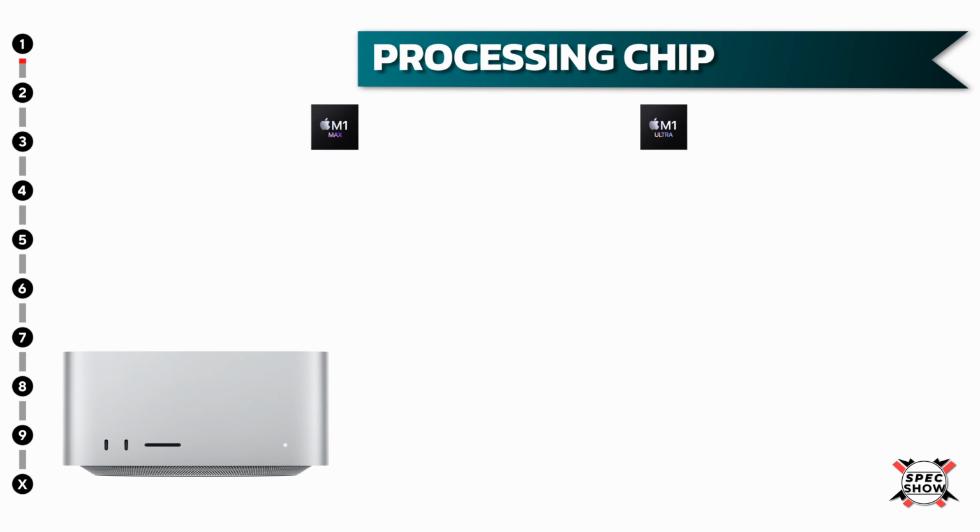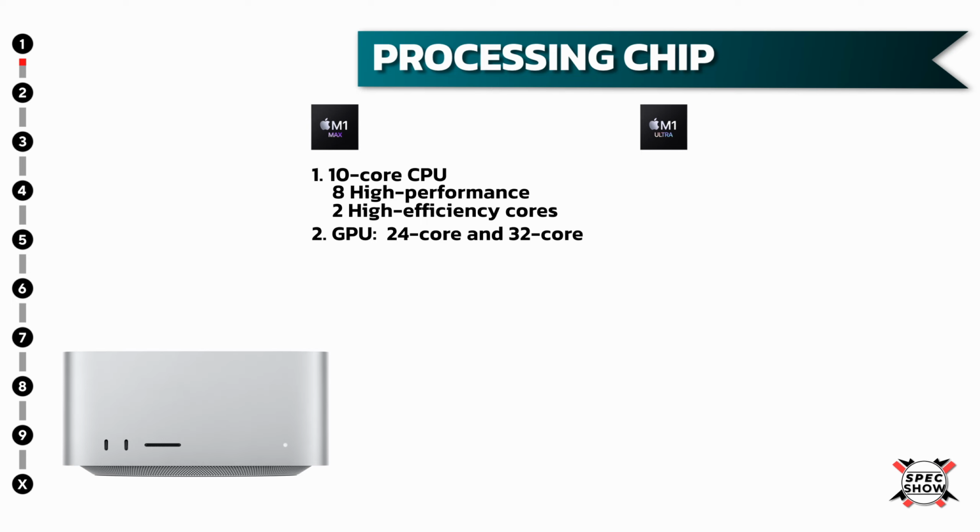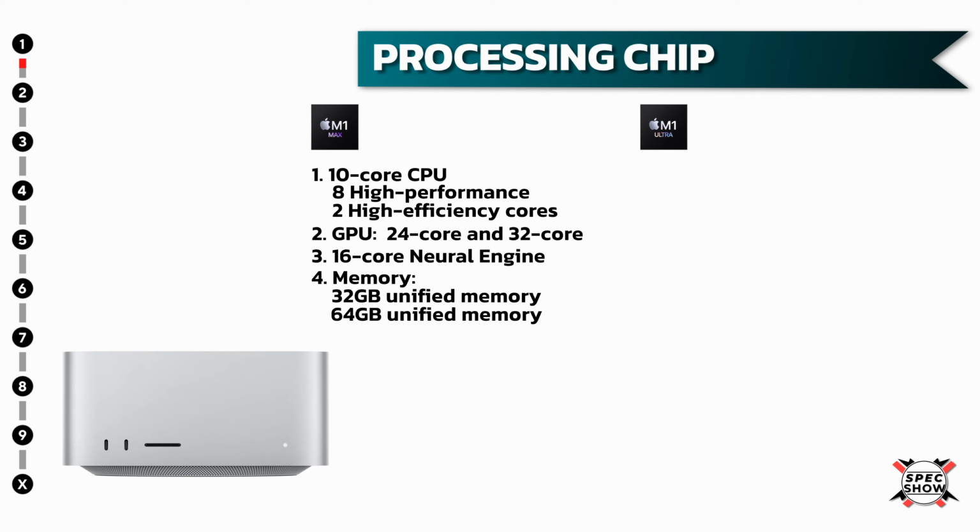Coming to M1 Max, we are getting a powerful 10-core CPU, which consists of 8 high-performance and 2 high-efficiency cores. And the GPU of M1 Max comes in two variants, 24 cores and 32 cores. Next, we are getting a 16-core neural engine. Talking about memory, M1 Max can be configured with either 32GB unified memory or 64GB unified memory, both having 400GB per second memory bandwidth.